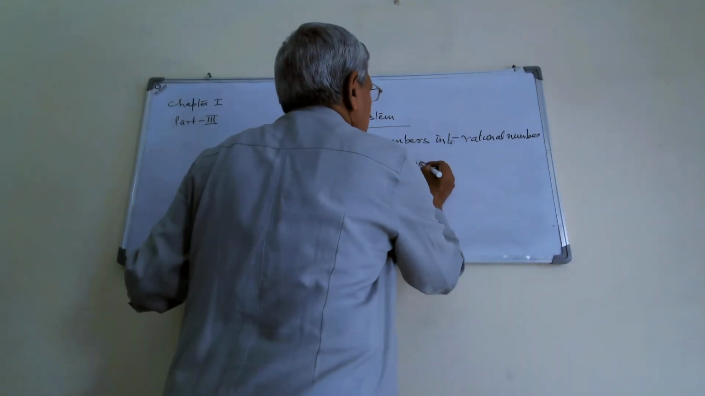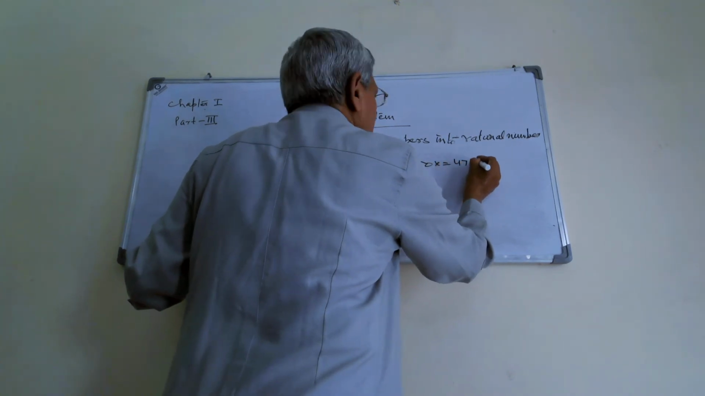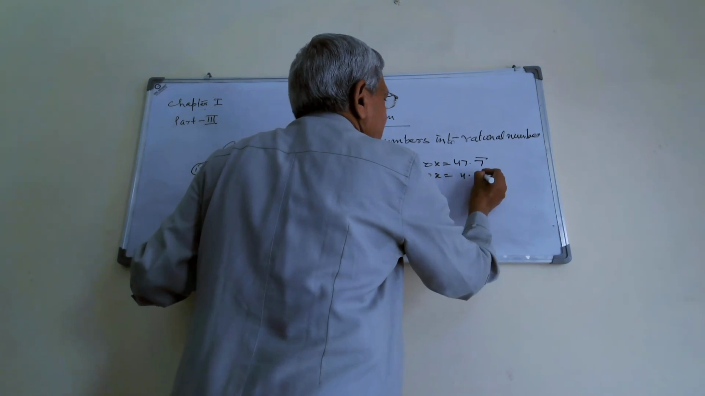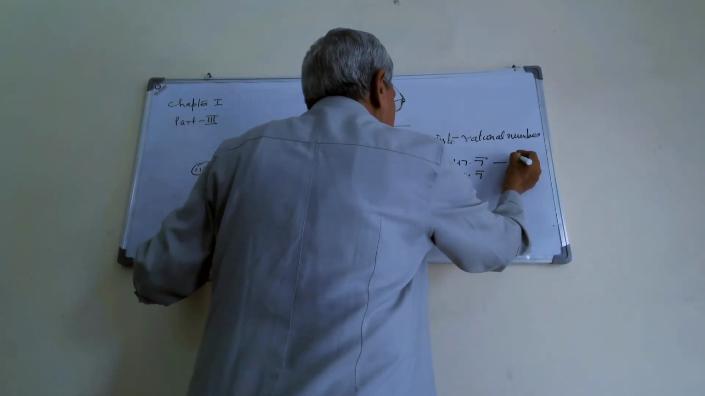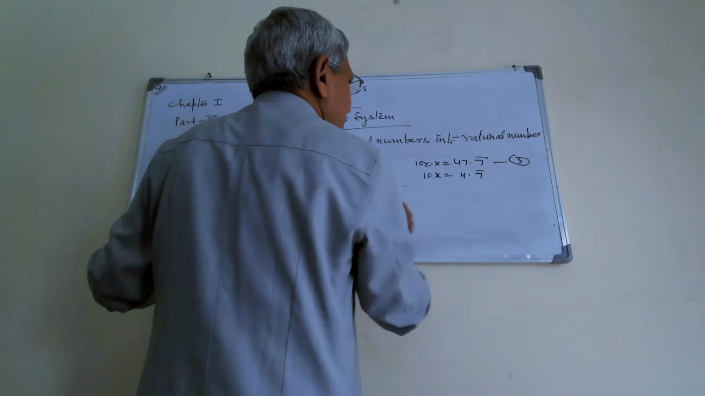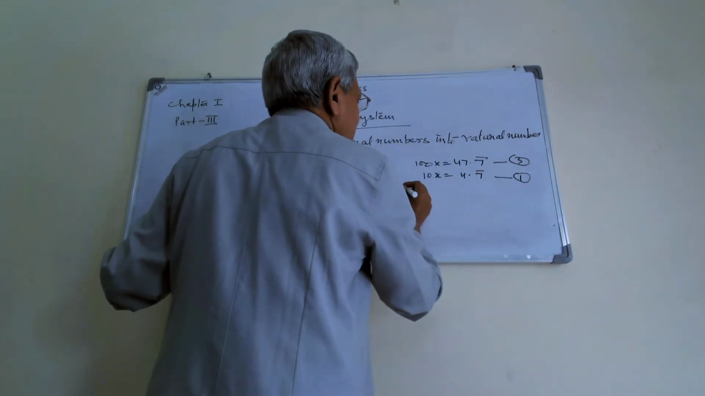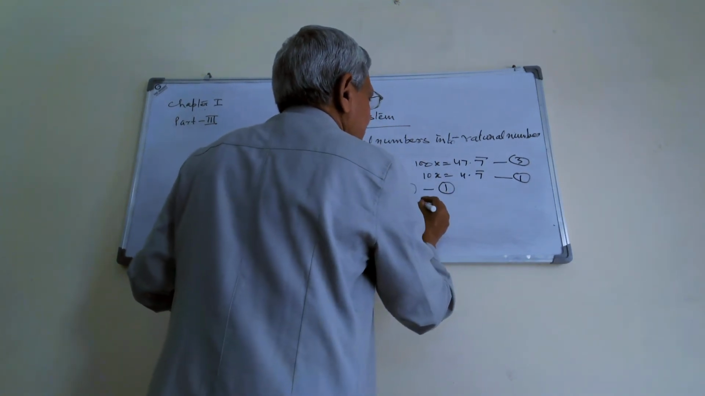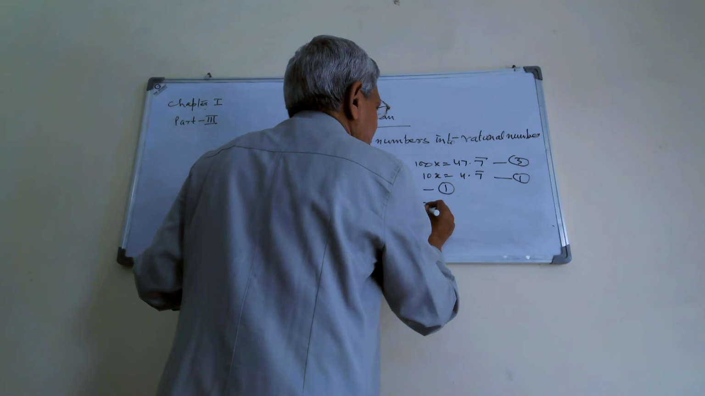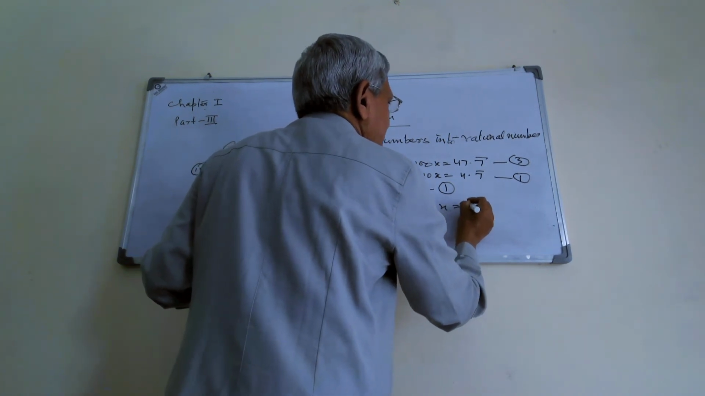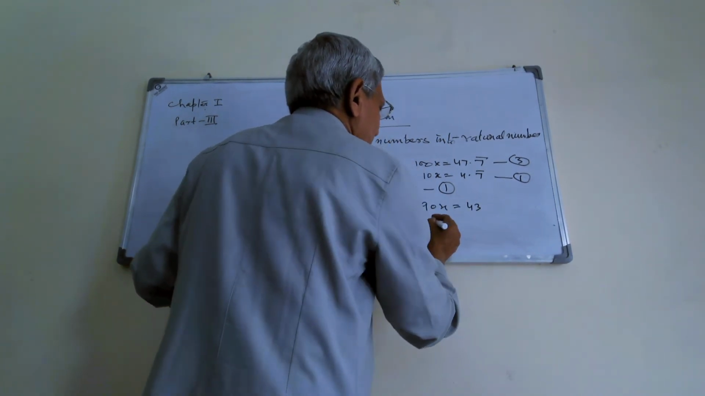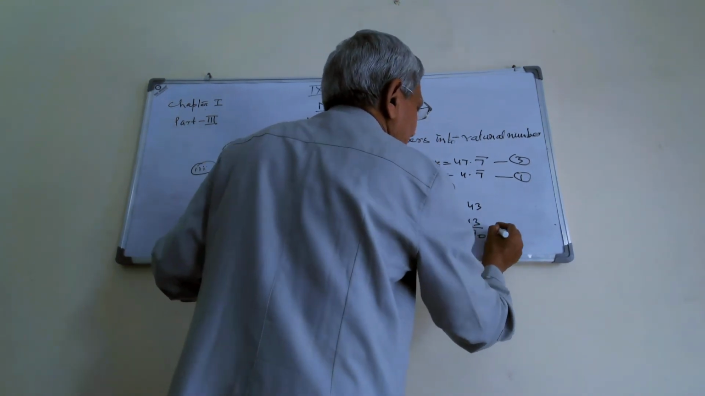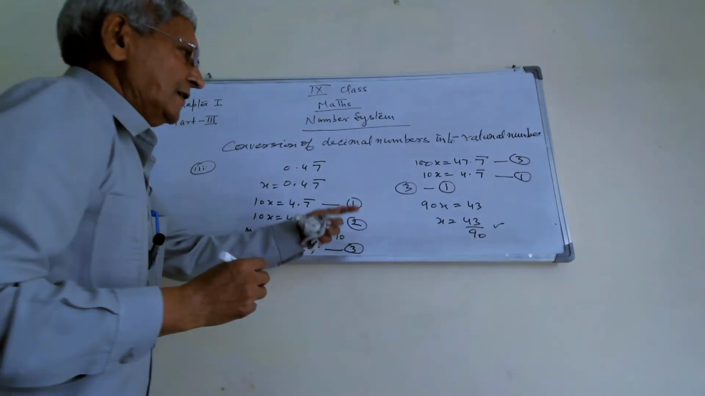Now 100x is equal to 47.7 bar and 10x is equal to 4.7 bar. This is the third and this is the first. By subtracting the first from the third, you will get 90x is equal to 43, and x is equal to 43 by 90. This is the required number. This is the required answer.